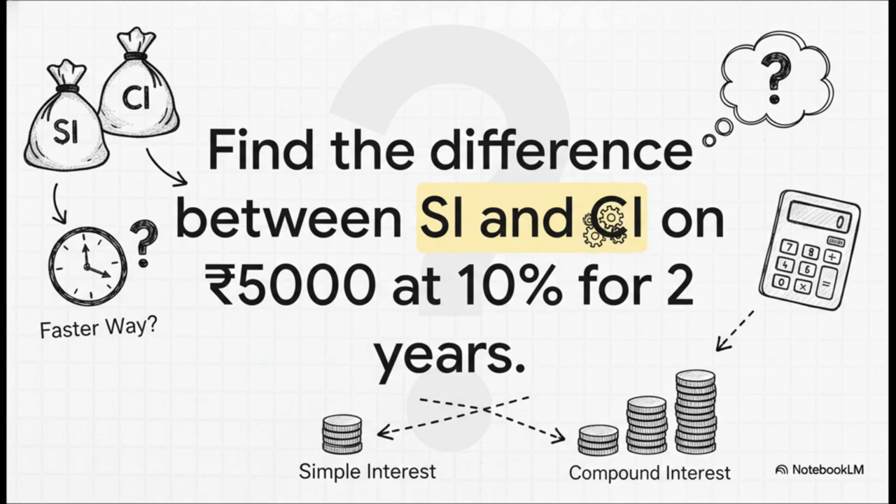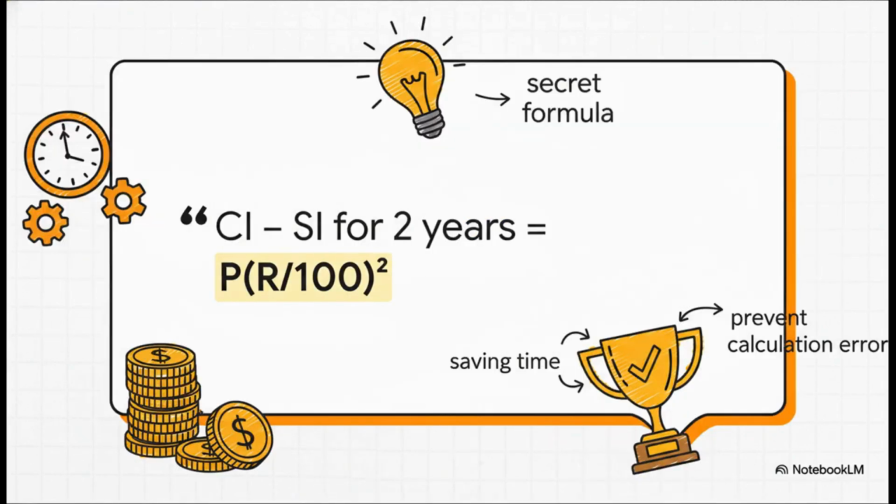Now, you could calculate the simple interest, then calculate the compound interest, and then subtract one from the other to find the difference. And that totally works. But on an exam, time is everything. So the real question is, is there a faster way? Oh yeah, there is. And here it is.